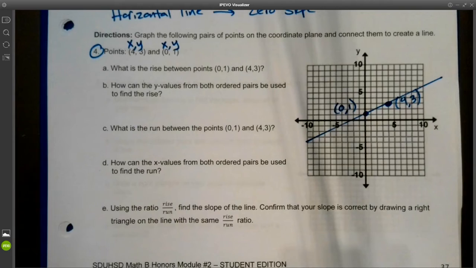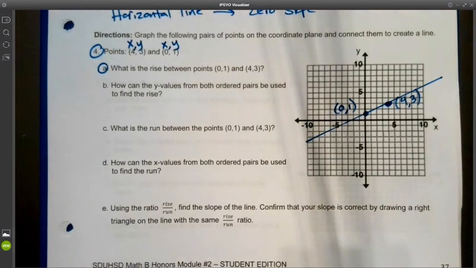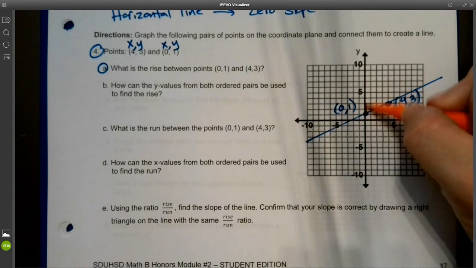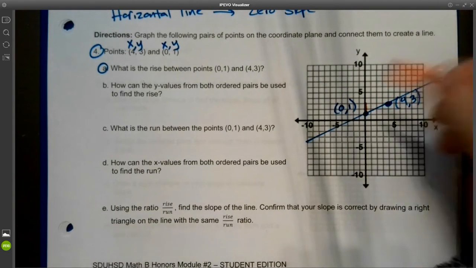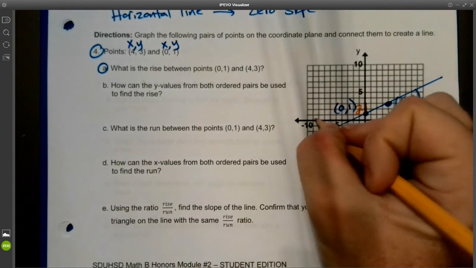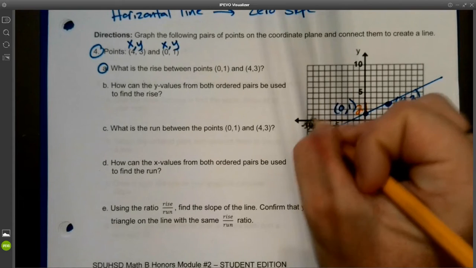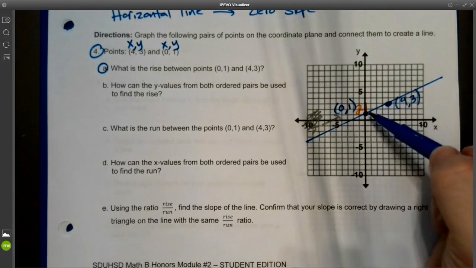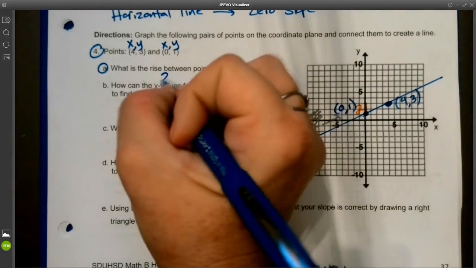All right. So what's the rise between, I'm on A here, what's the rise between 0, 1 and 4, 3? I'm going to look at my graph, and it looks like I'm definitely going to rise up, because this is positive slope. I'm going to rise up 2 points. I'm going to put a 2 there. Now I know it's positive slope because if I go back to Mr. Sammy Slope and he moves from left to right, he would definitely move up. So the rise between 0, 1 and 4, 3 is definitely 2.